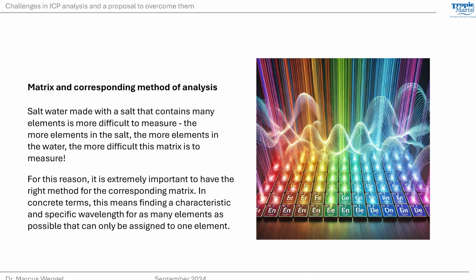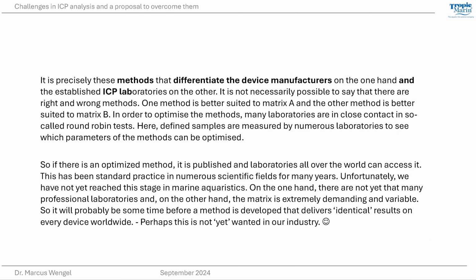Salt water made with salt that contains many elements is more difficult to measure. The more elements in the salt, the more elements in the water, and the more difficult this matrix is to measure. For this reason, it's extremely important to find the right method for your salt, for your matrix. Yeah, find the characteristic and specific wavelengths. Wavelength is the most important thing at ICP-OES.